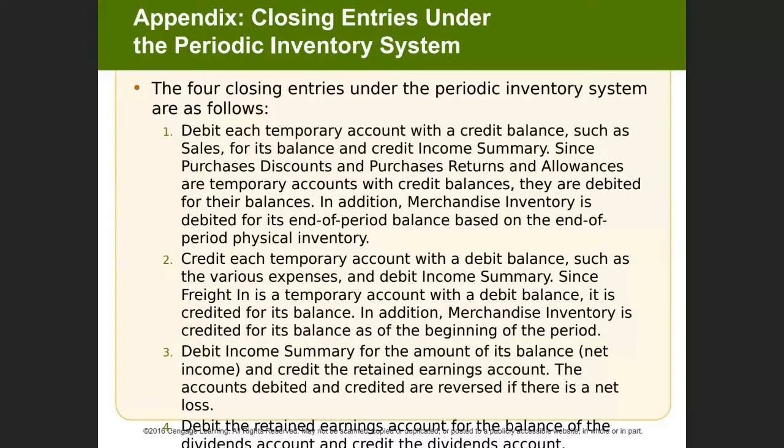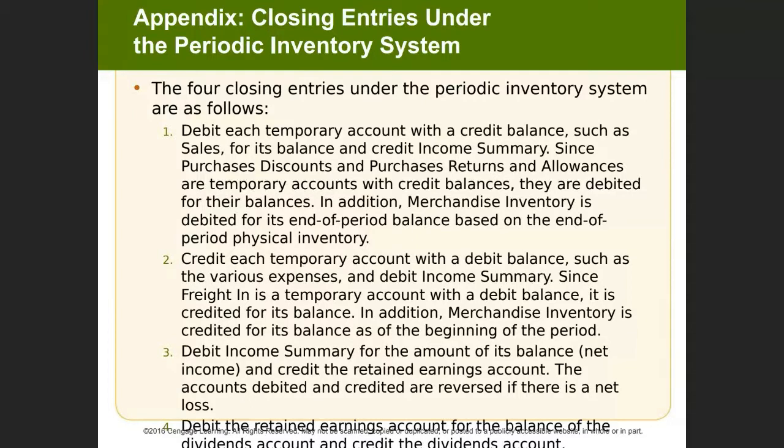You'll credit each temporary account with a debit balance, such as the various expenses, and debit the income summary. Since freight in is a temporary account with a debit balance, it is credited for its balance. In addition, merchandise inventory is credited for its balance as of the beginning of the period.